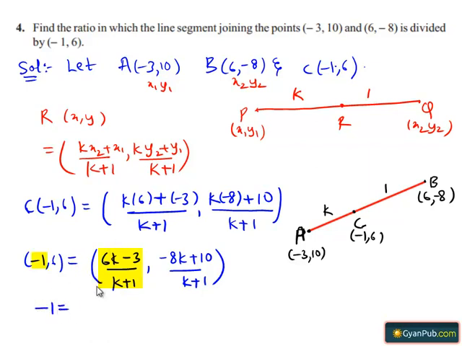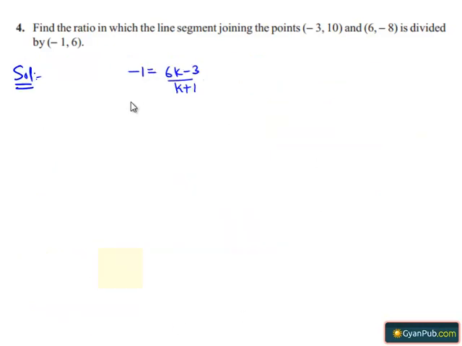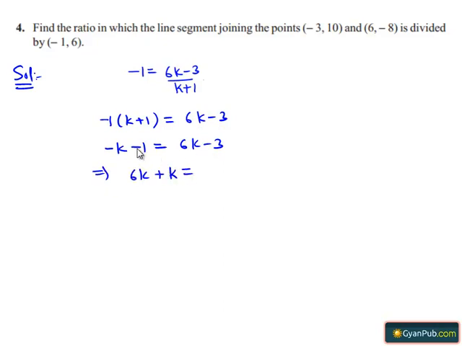We have -1 = (6k - 3)/(k + 1). Multiplying k + 1 on both sides, we get -1 times (k + 1) = 6k - 3. Expanding, we get -k - 1 = 6k - 3. This implies 6k + k = -1 + 3, which implies 7k = -1 + 3 = 2, so the value of k is 2/7.